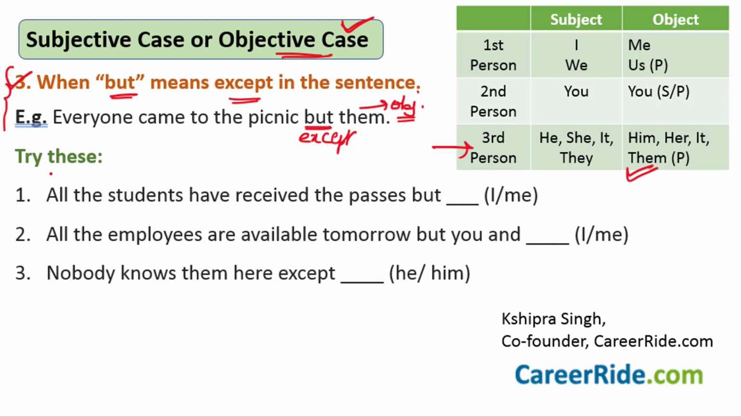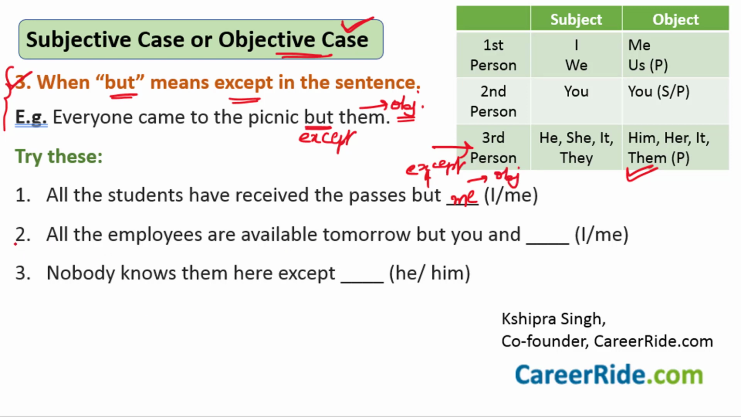Okay. Now let us try some sentences. The first sentence is, "All the students have received the passes, but what should it be?" "I" or "me"? Try to answer it for yourself. In this sentence, the word "but" means "except", right? Everybody has received the passes except me, right? Why? Because "me" is the objective case here.